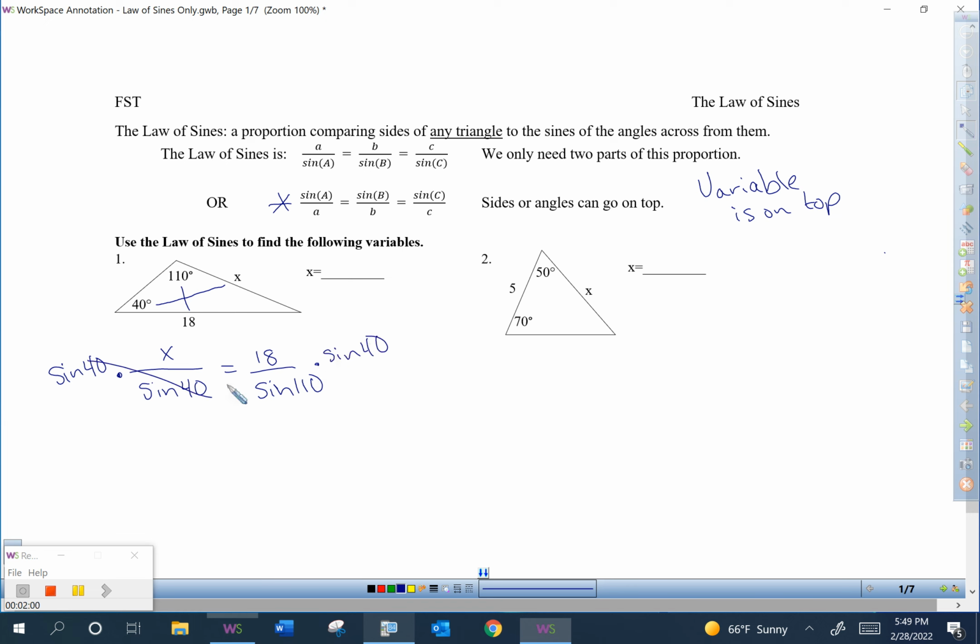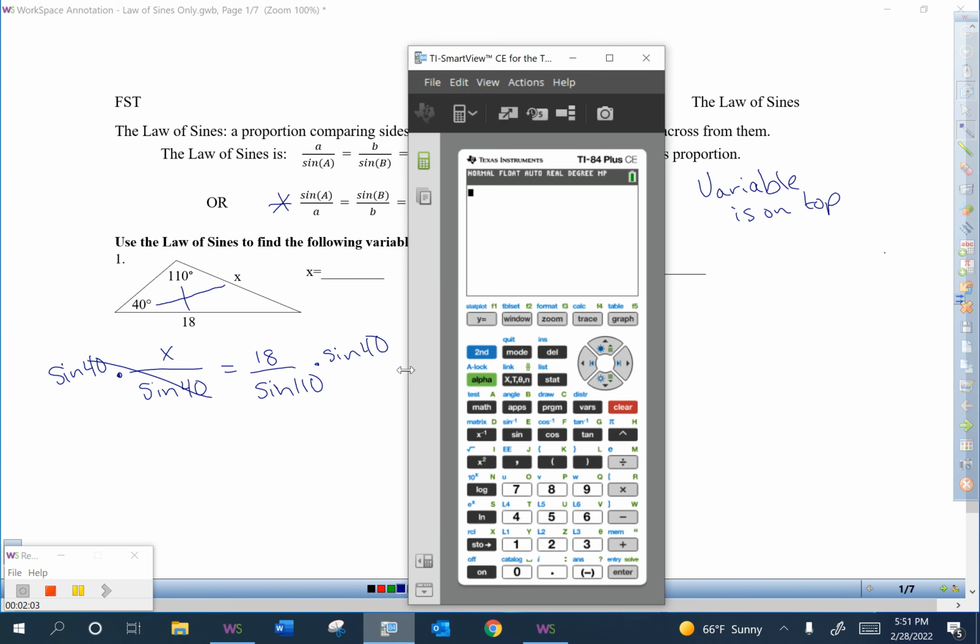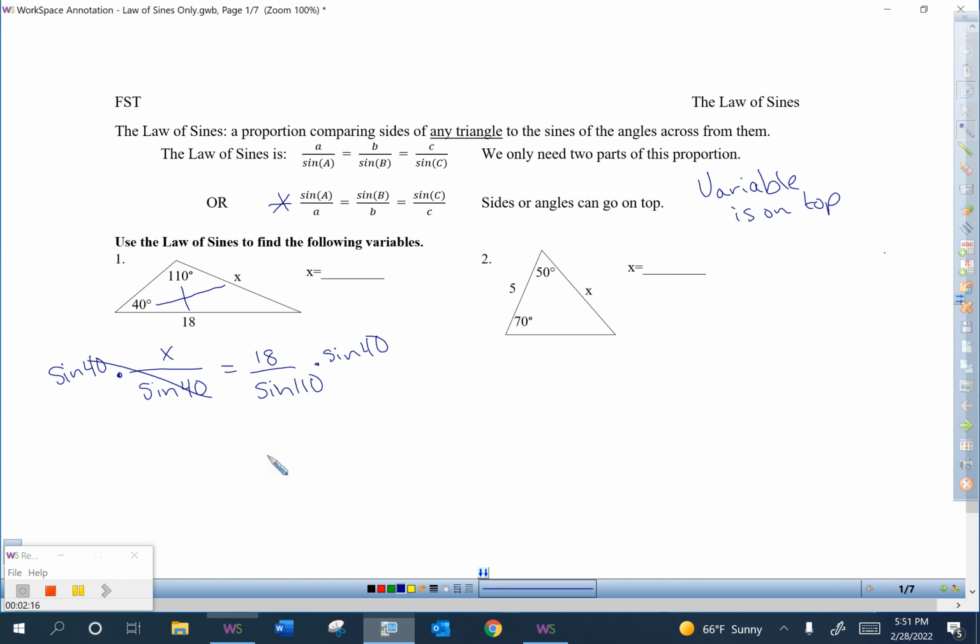Okay, so then in your calculator, we're just taking 18 sine 40, and then you'll have to either close this parenthesis or just hit enter before dividing by that next part, sine of 110. So this is about 12.3, and because it's a side length, I'm just going to put units on since 18 wasn't labeled. Same thing's happening on the next one.